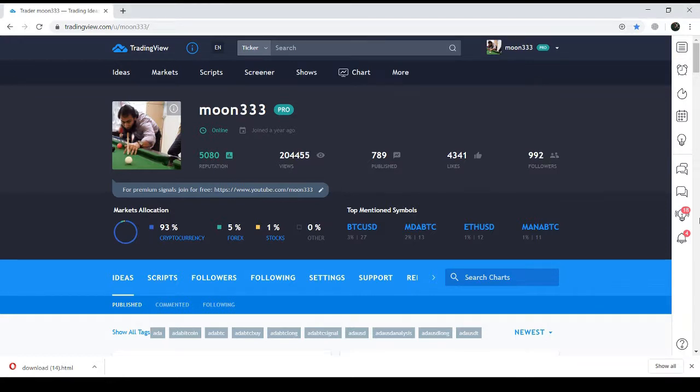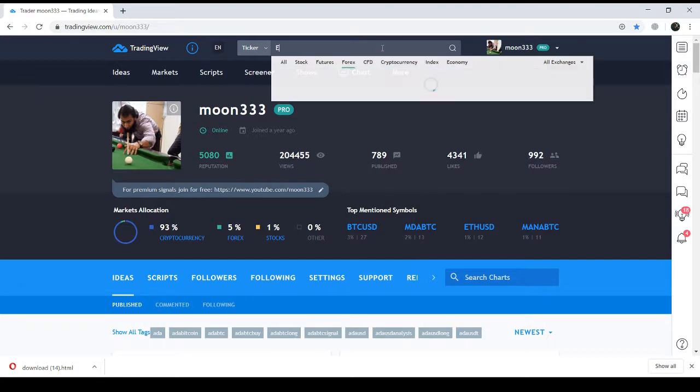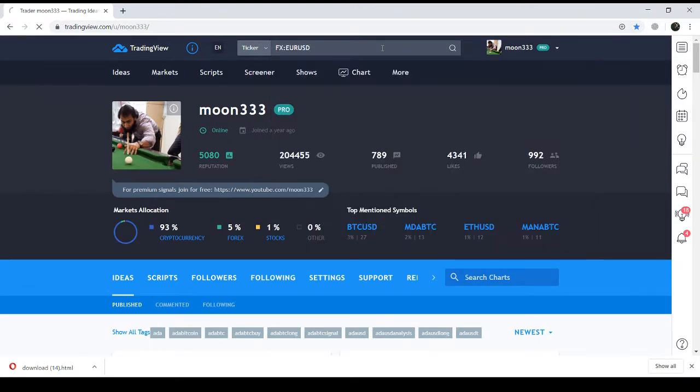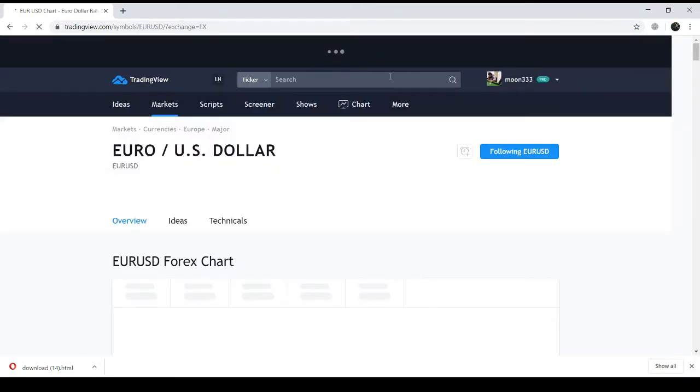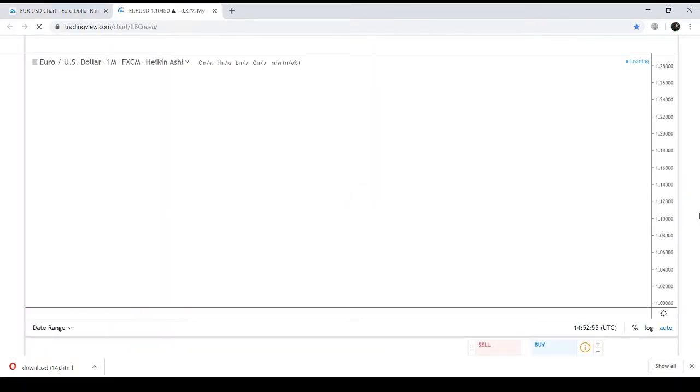This time I have found the Euro US dollar trade for you guys. The Euro is going to take a big move against the US dollar. So let's move to the live chart of Euro US dollar. And this would be a long-term 1 month chart. And this is the 1 month live chart of Euro USD.